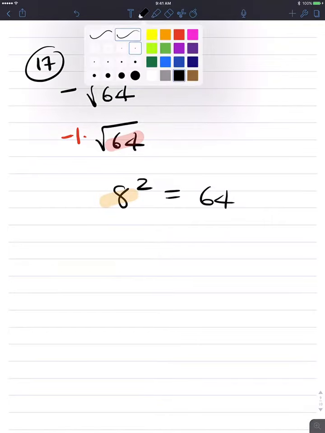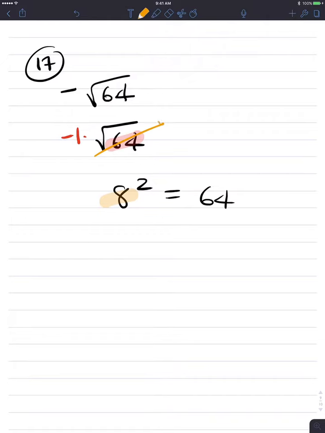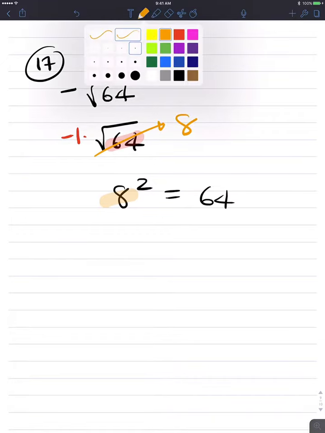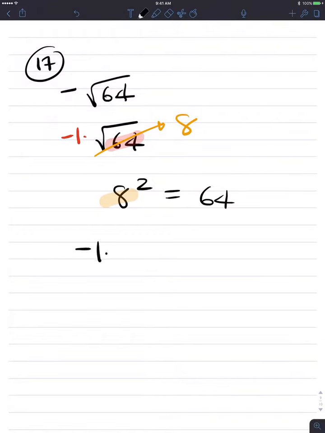So that my radical then becomes simply the value 8, and now I have negative 1 times 8, which is negative 8.